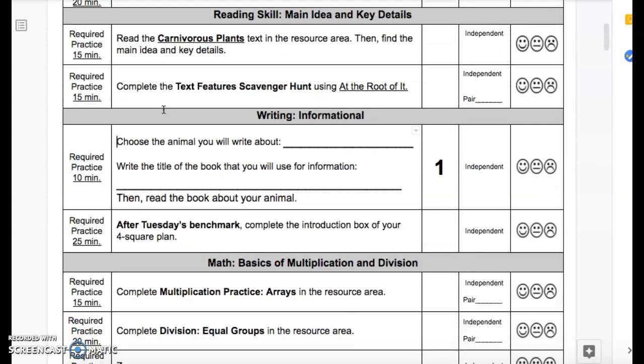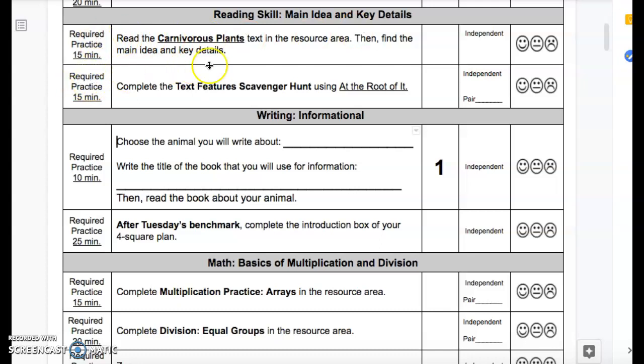Now down here we have the reading section. You are going to read the carnivorous plants. It's located in the resource area. It's a text, a passage. Then you're going to find the main idea and key details to go along with that text. Main idea and key details are what we're going to be learning about in reading during the week in your benchmarks. That is a required practice, and below is a required practice.